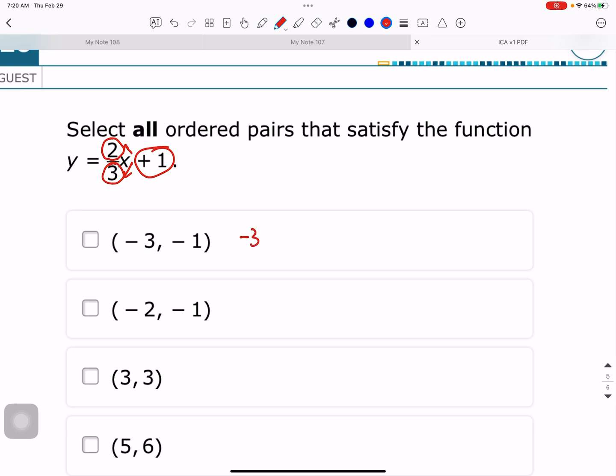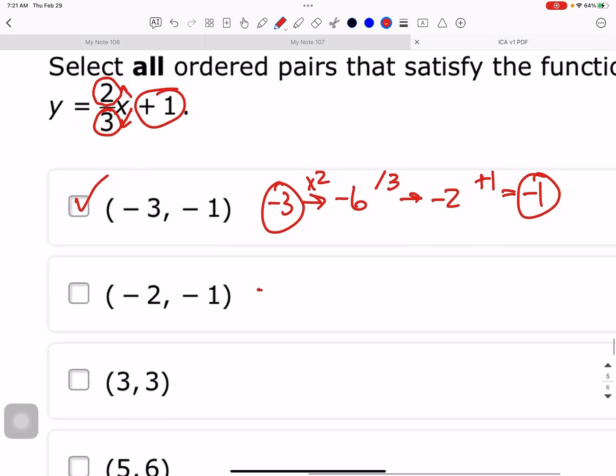-3 multiplied by 2 becomes -6. Divide by 3, it becomes -2. Add 1, it becomes -1. It starts at -3, ends up at -1? Yes.